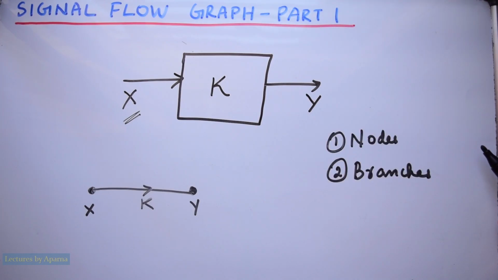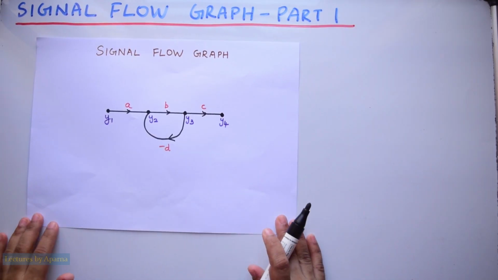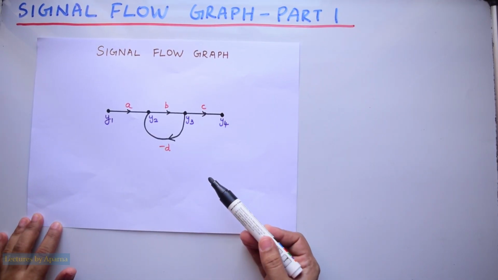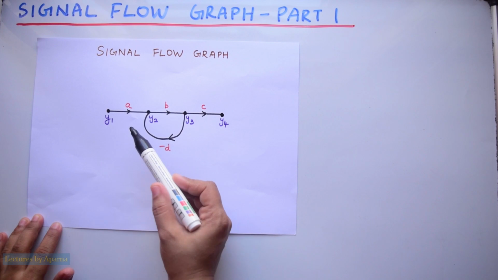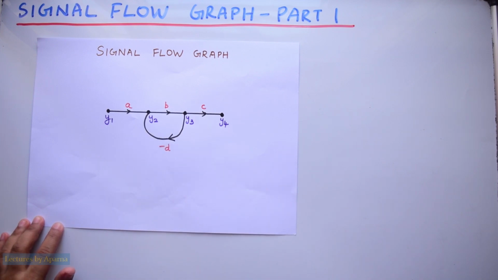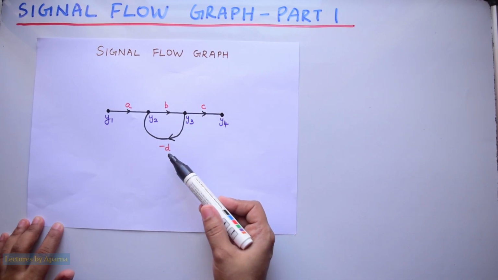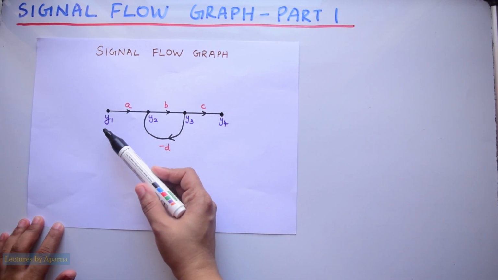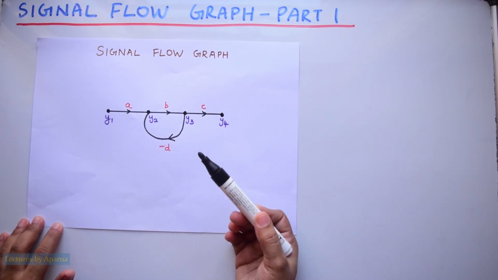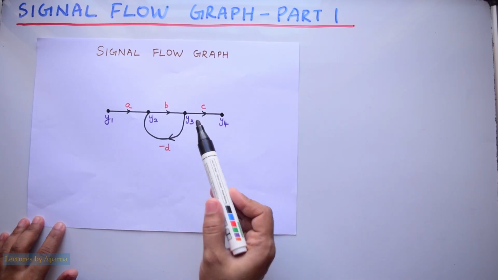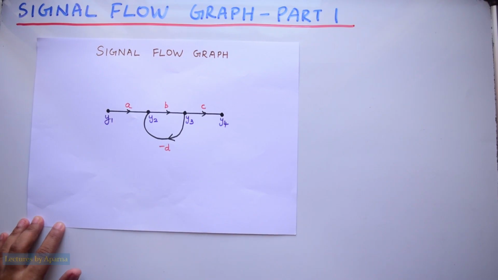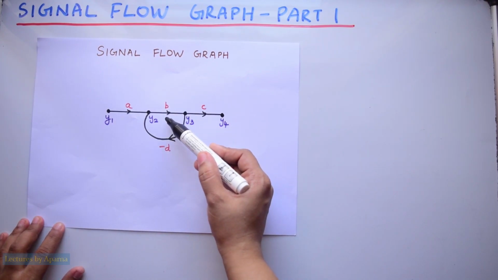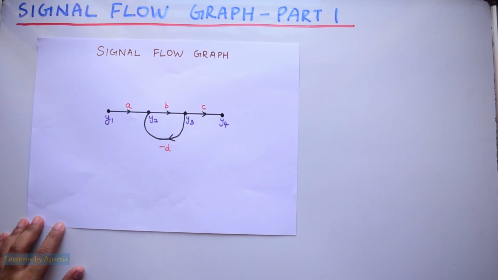The basic elements of a signal flow graph are nodes and branches. Consider a signal flow graph like this. The nodes here are Y1, Y2, Y3 and Y4. The branches here are A, B, C and minus D. A node is a point which represents either a variable or a signal. A branch is a line segment that joins two nodes. It will have a gain and also a direction.